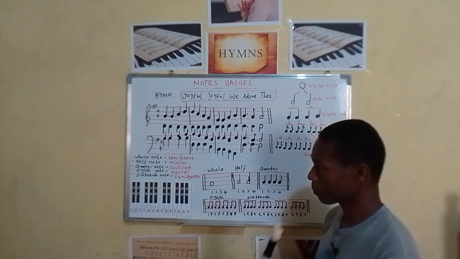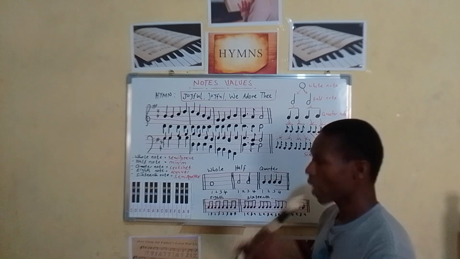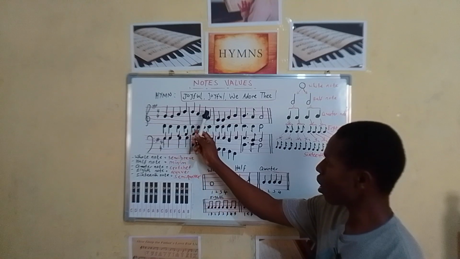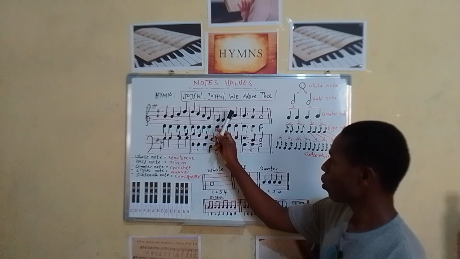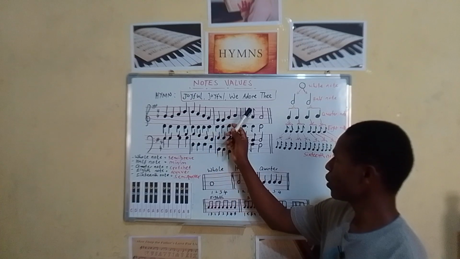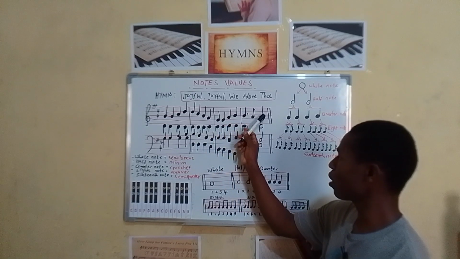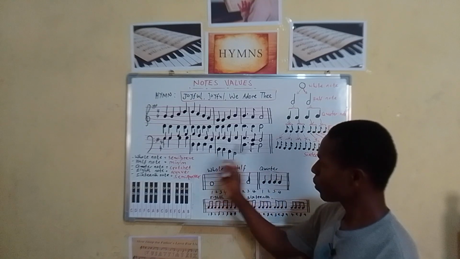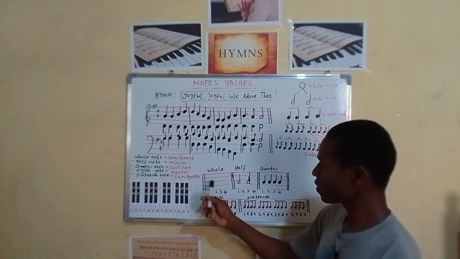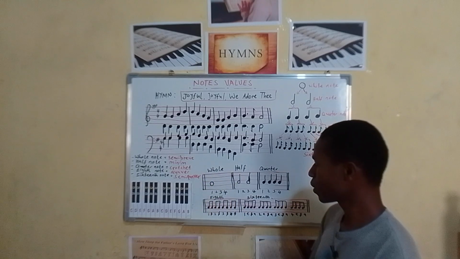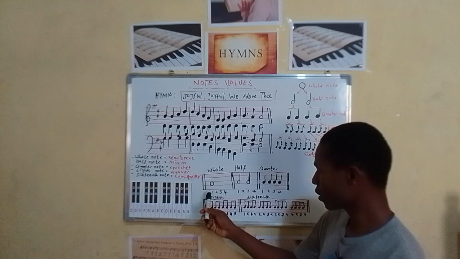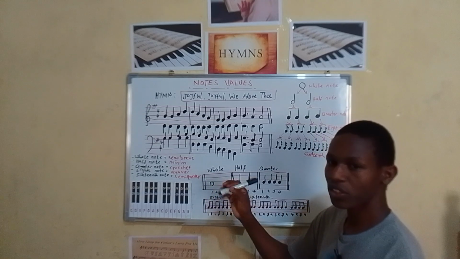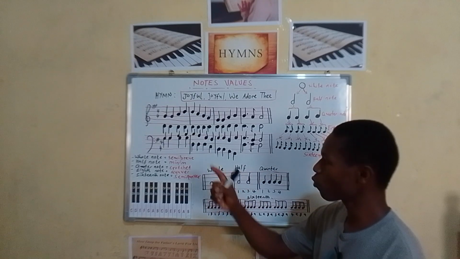Joyful, joyful, we adore thee, God of glory, God of love. And it can continue that way. So a whole note receives one beat in a bar. For example, this is a whole note. It is receiving one beat for a whole bar.